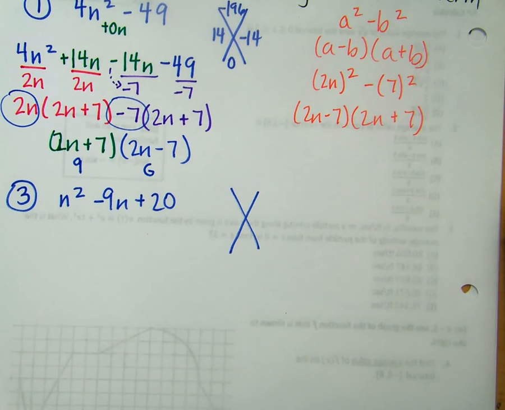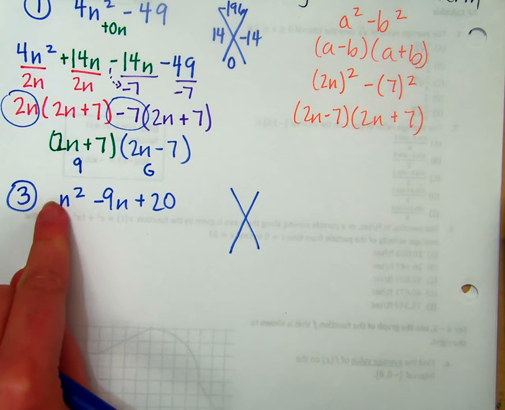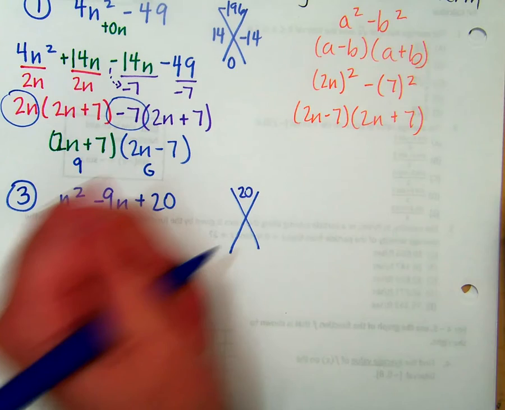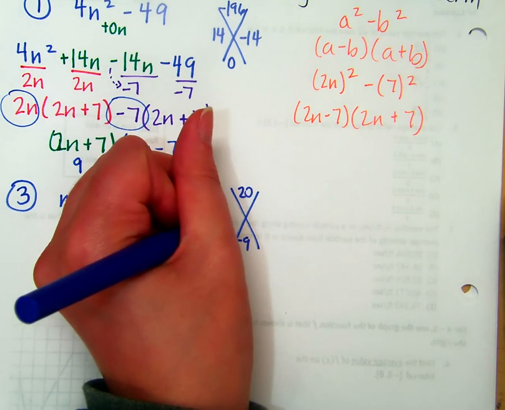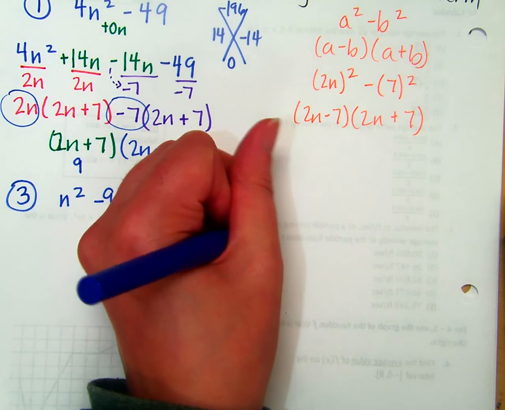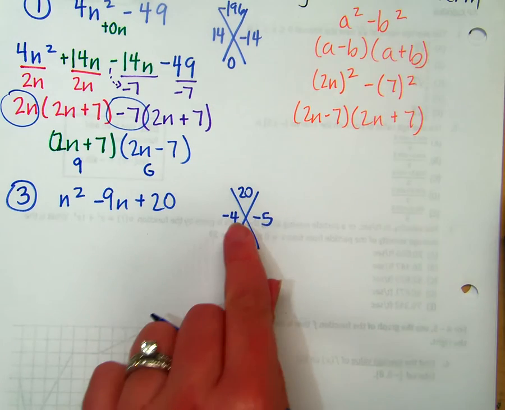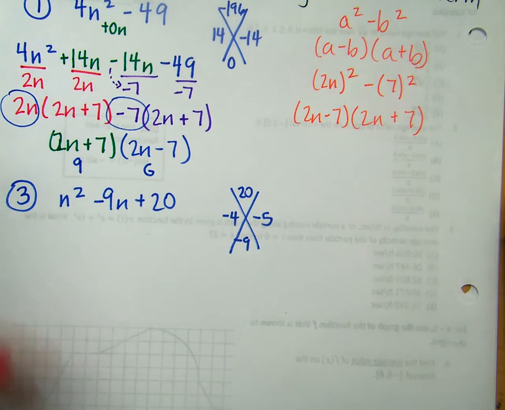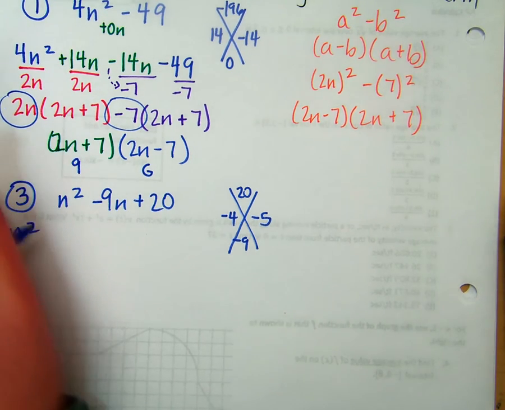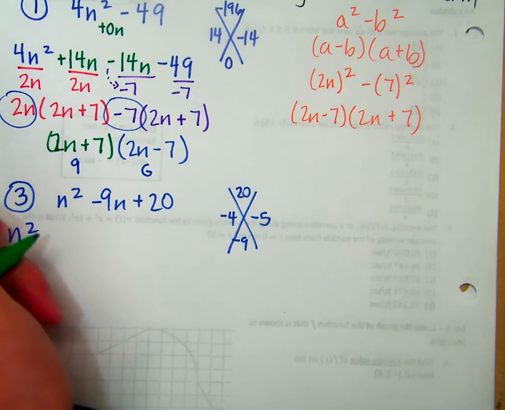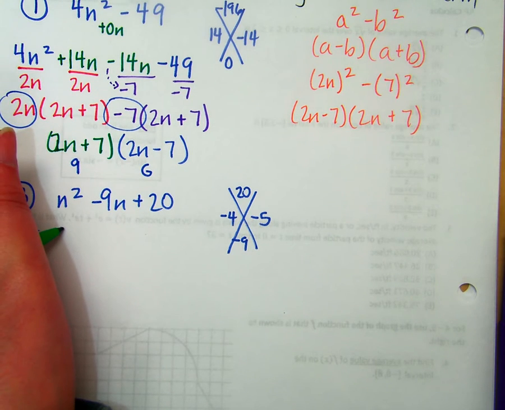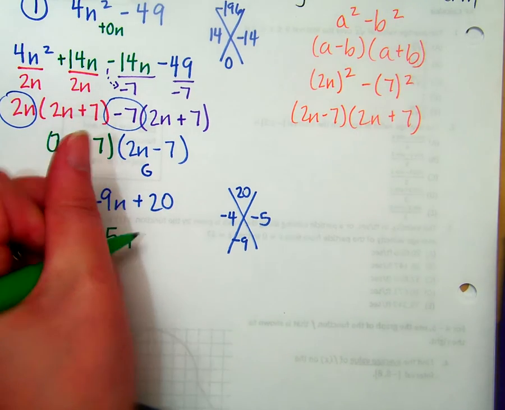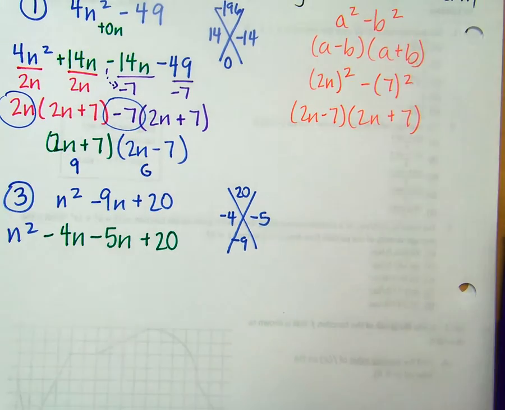Alright, in number 3, there's no number here, so it's a 1. So I have to multiply 1 times 20, and then I'm adding to get negative 9, which would be negative 4 and negative 5. A negative times a negative is a positive, and a negative minus a negative is negative. So I write n squared minus 4n minus 5n plus 20.